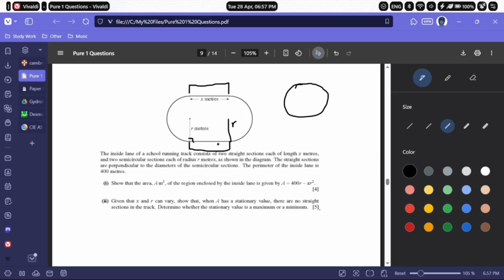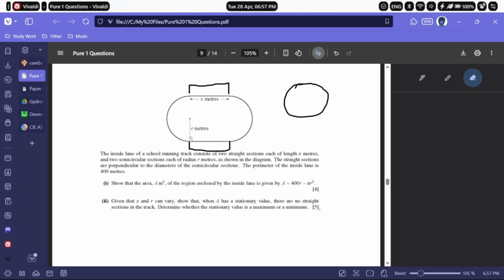Okay, so they have made these boxes, cool looking boxes. The perimeter of the inside lane is 400 meters. Show that the area, which is in meter square, of the region enclosed by the inside lane is given by A is equal to 400r minus pi r square.